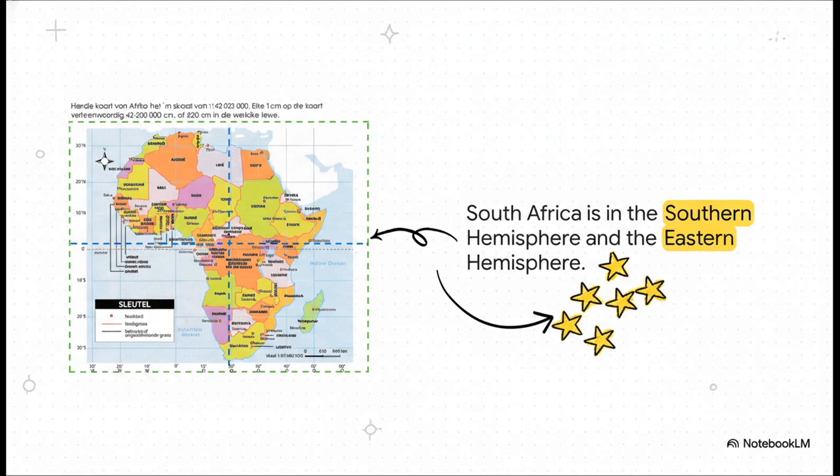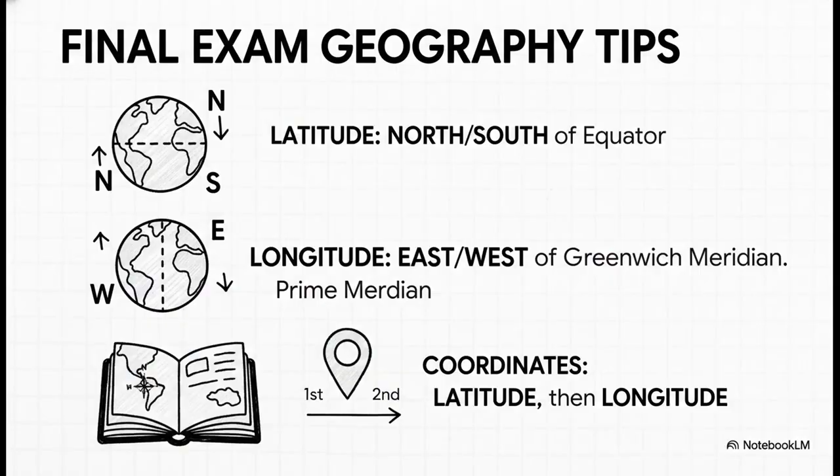So let's use this in the real world. Take a look at this map of Africa. See the line marked 0 degrees running side to side? That's the equator. Now find the 0-degree line running up and down. That's the Greenwich Meridian. So where is South Africa? Well, it's below the equator, so it's in the southern hemisphere, and it's to the right of the meridian, so it's in the eastern hemisphere. See how that works?